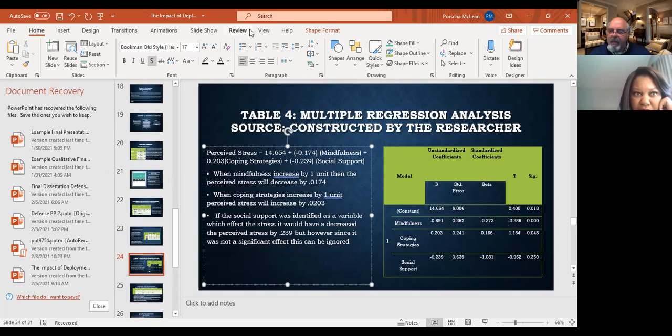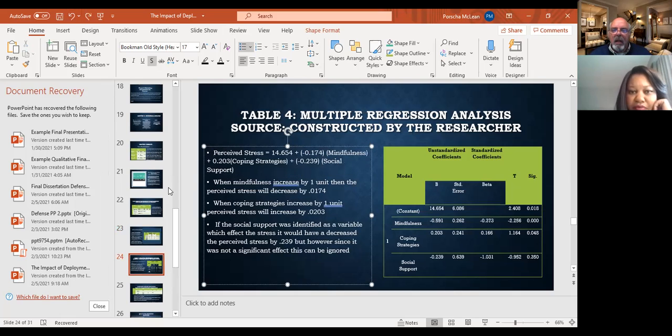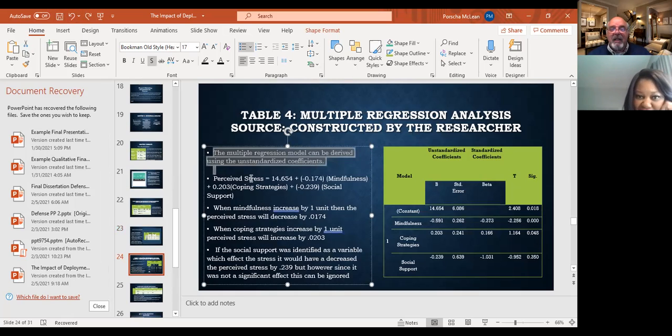All right, perceived stress equals, oh, you did write it out. So put that thing that you just deleted back in. So what you're looking at here is the equation. Okay, so that's fine. Just leave that there. So perceived stress, that's your DV, is the constant 14 plus mindfulness. So change mindfulness to, where'd you get 174 from?